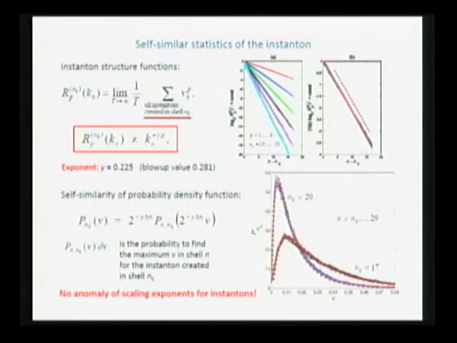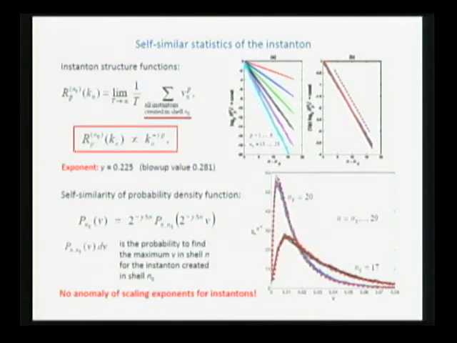If everything is self-similar, you can start working with a probability density function. So this probability density function, which shows the probability to find the maximum of certain level in a certain instanton at the shell n, if the instanton was created at the shell n0. You can assume that this is self-similar with the same scaling exponent, and it really does. So you can see here like around 10 to 15 curves, they collapse in the same curve.